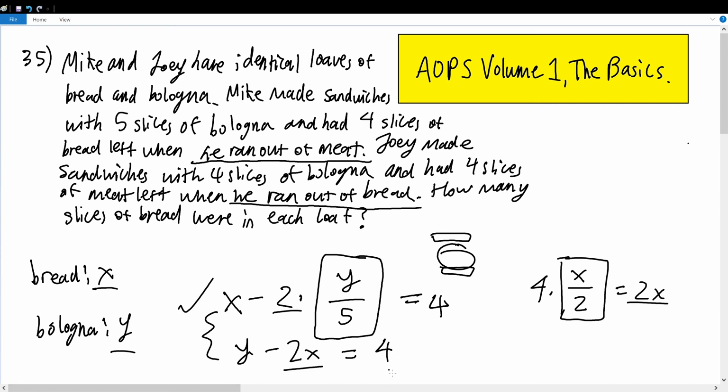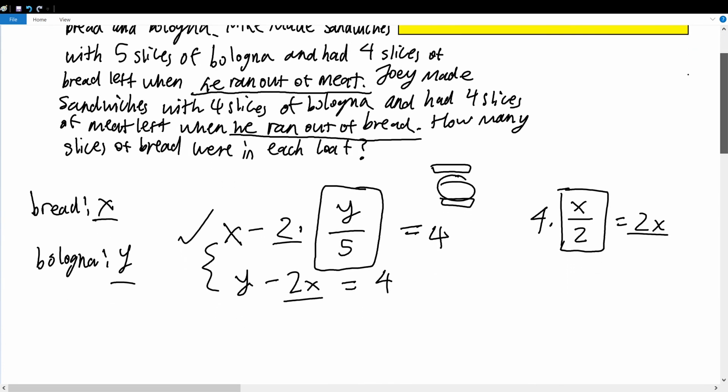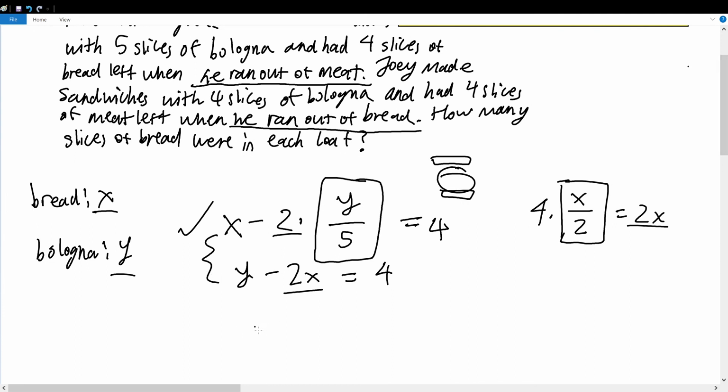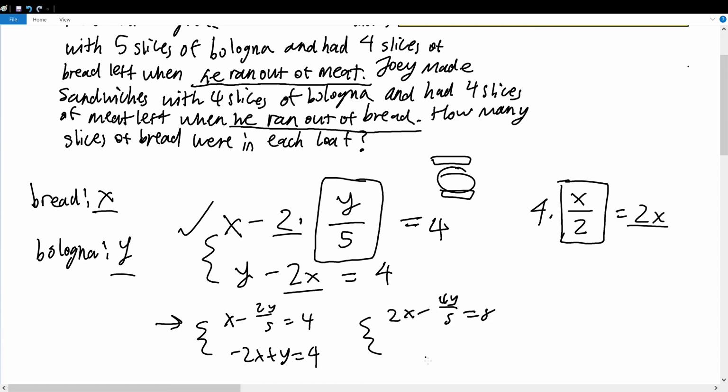Well, now we have a system of equations. So we can just solve it like a system of equations. I think the easiest way for doing this would be substitution. So let's simplify this. x minus 2y over 5 must be equal to 4. And negative 2x plus y is equal to 4. From this, we can multiply the upper equation by 2 to get 2x minus 4y over 5 must be equal to 8. And negative 2x plus y must be equal to 4. Add the 2 equations together. So add equation 1 and equation 2 together.